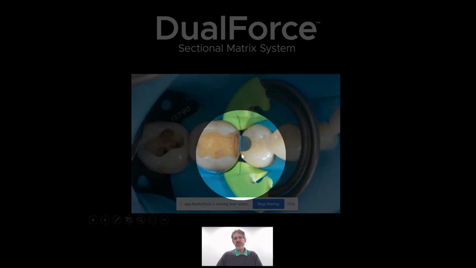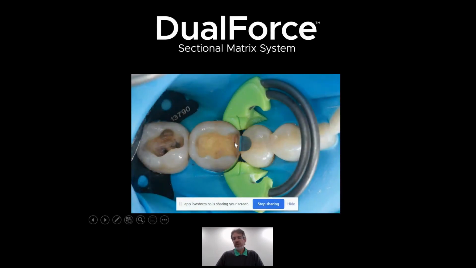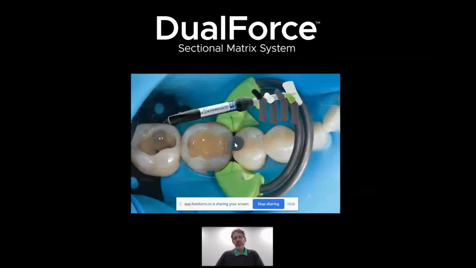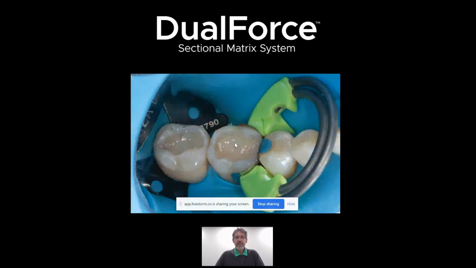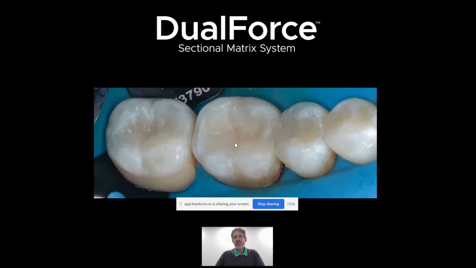Because of the natural contour of this band, there's virtually no need to burnish the band. And you also get a very, very nice vertical seal here. And then you're going to go ahead, etch, apply your adhesive, and then build up with your different layers of composite, either a flowable as your initial layer, followed by your paste-like composites. And then remove the band. So you can see when I remove the band, there's virtually very little occlusal adjustment that needs to be done.